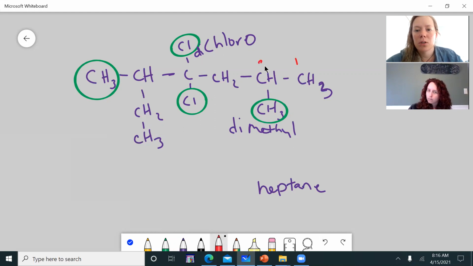1, 2, 3, 4, 5, 6, 7. Okay, that will allow the accessories to land on the 2, the 4, and the 5. In the other direction, they would have landed on the 3, the 4, and 6, so it would have been lower. Now I can label where they are.